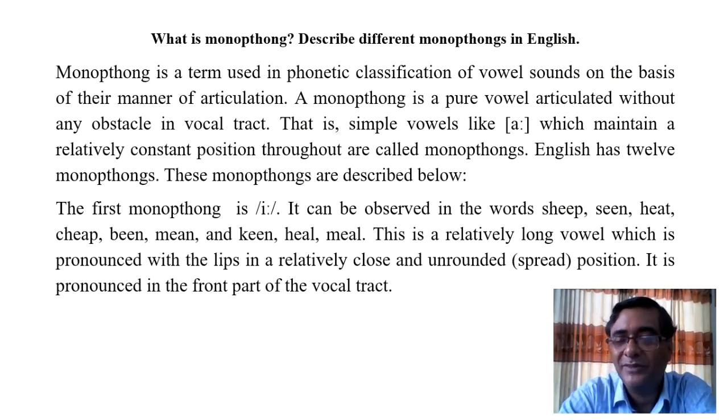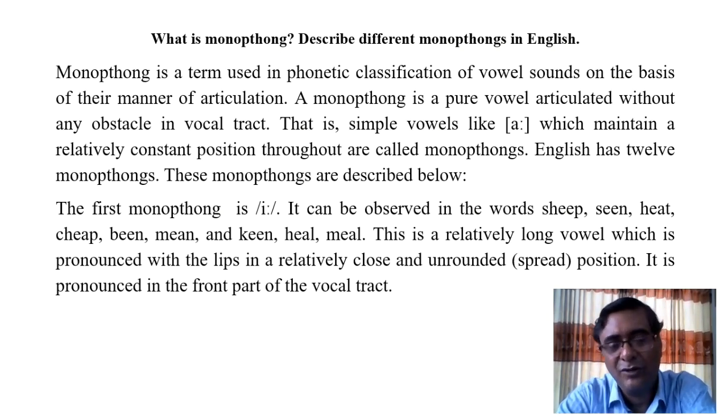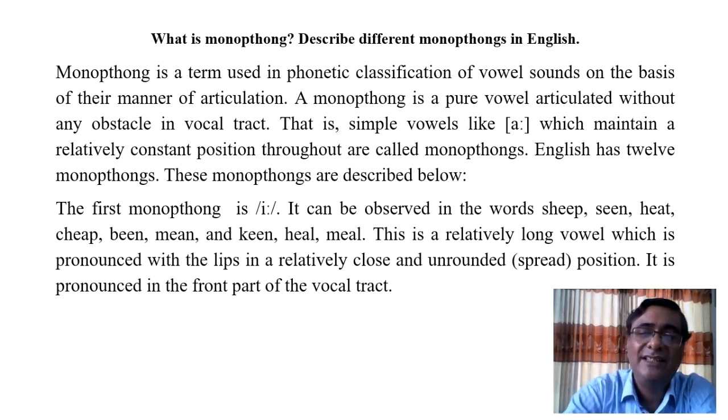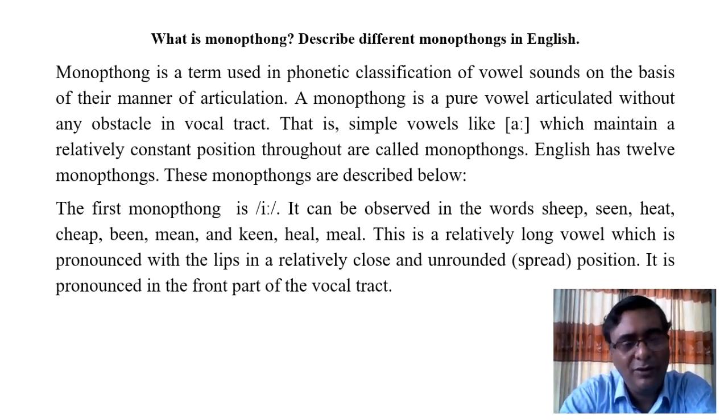And how will we pronounce long E? If you want to compare it with Bangla, it's not possible to compare these sounds always with Bangla, but still I'm just trying to compare. It's Dirgho E, E, E. So this is a relatively long vowel. Of course, a long vowel has a double dot, and it is pronounced with the lips in a relatively close and unrounded position. Now, I showed you the diagram.